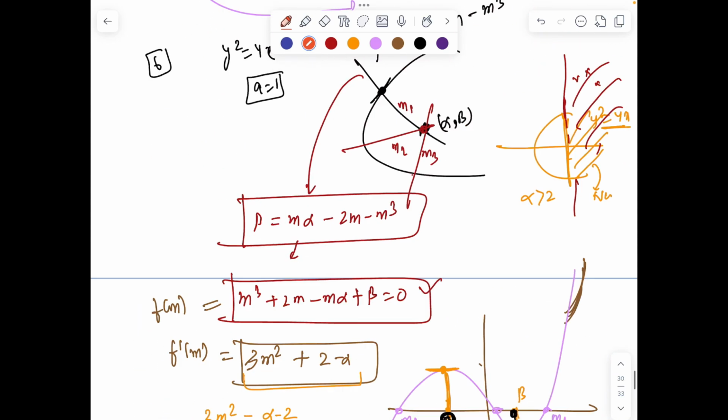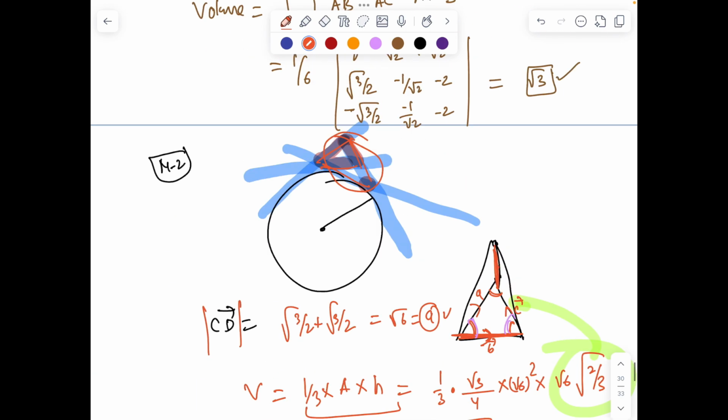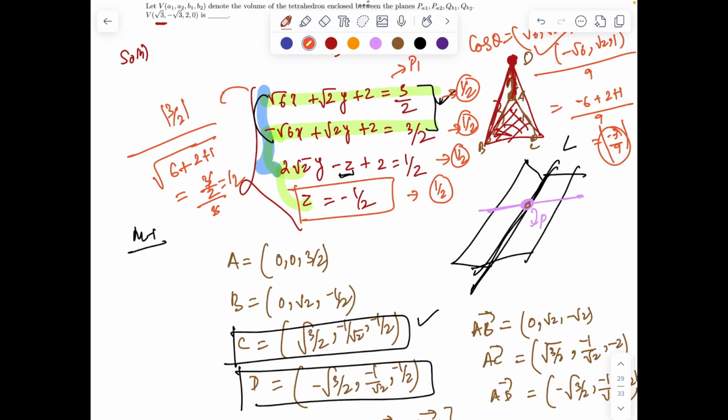I hope you are enjoying this problem solving of very challenging nature, and usually this kind of question you don't see even in coaching institutes.